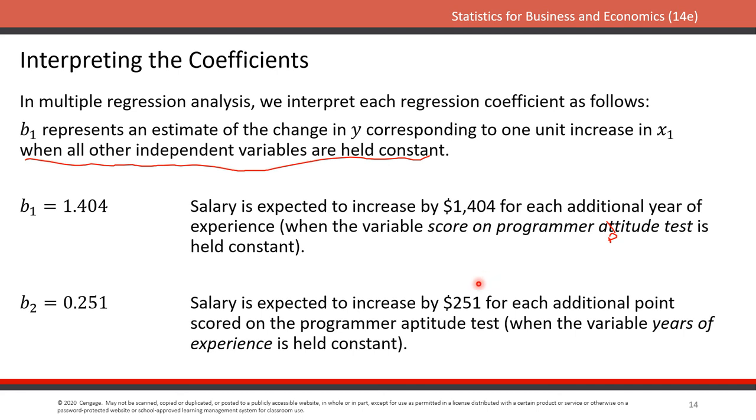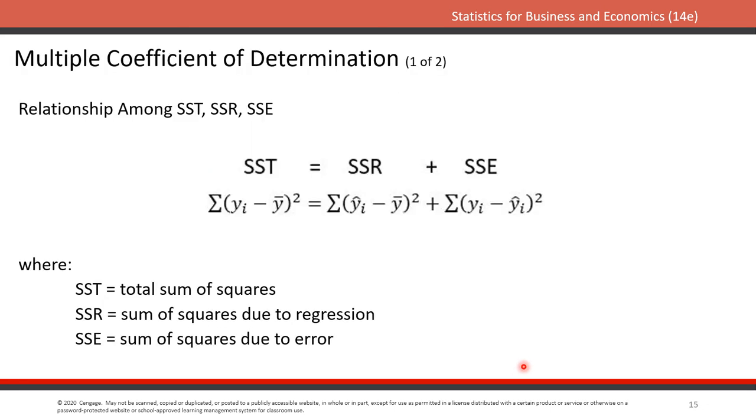So a $2,500 bump for a 10-point increase on the aptitude test, or a $251 bump for every point increase on the aptitude test. But note that this is when years of experience is held constant. So this is accounting for years of experience. This is not needing that years of experience to change. This is holding that years of experience constant. Really what this does behind the scenes is average this growth over all of the years of experience.